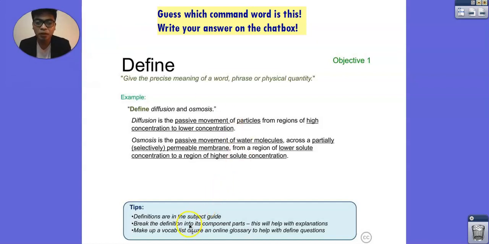Definitions have components, and this will help you with the explanation. So just define it. For example, diffusion is the passive movement of particles from a region of high concentration to lower concentration. The underlined words are the keywords which you need to learn or somehow memorize when you are defining diffusion. So our first command word is define, or the definition.